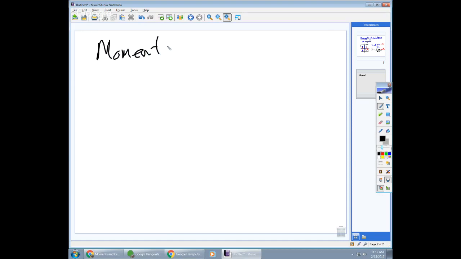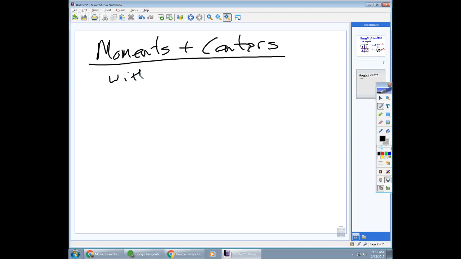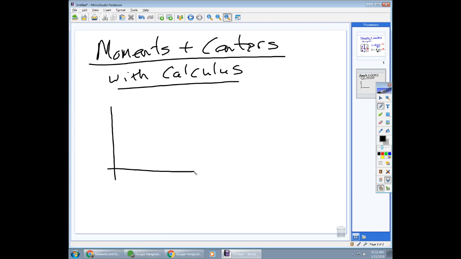So now we've got moments and centers with calculus. The main thing we're concerned about here is finding the center of mass of a two-dimensional object. The two-dimensional objects we're going to work with have some single function f of x, some value a, and some other value b.